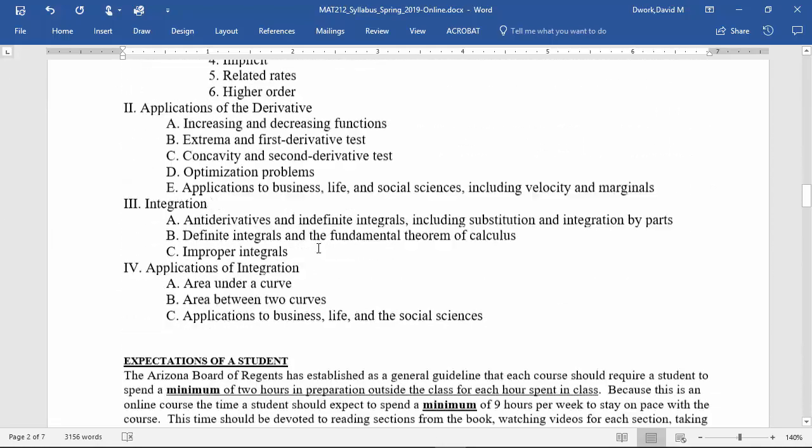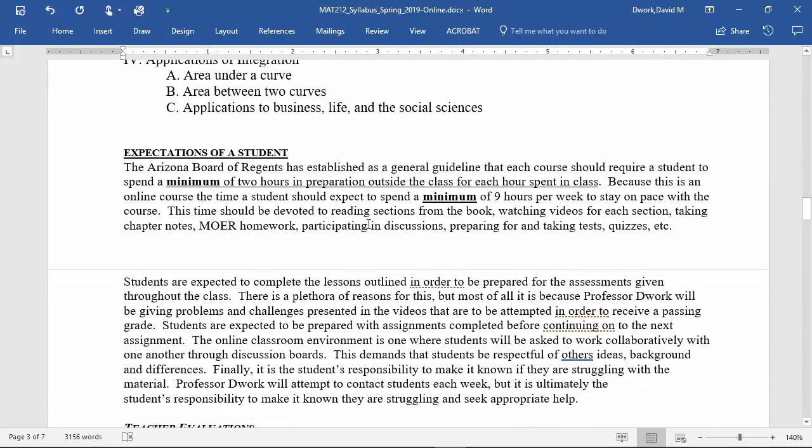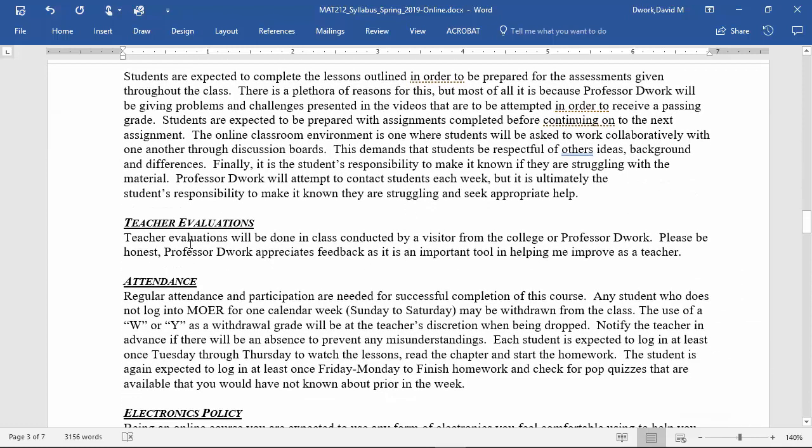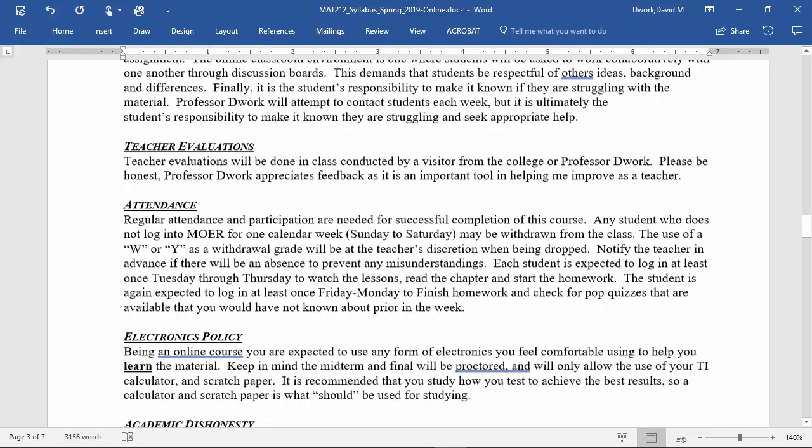Course description, yeah, you can read that. Expectations of you, we already talked about that for the most part. Teacher evaluations. At the end of the semester, I will ask for a teacher evaluation. It will be a little bit of extra credit. It's the only extra credit you're going to get in the class.